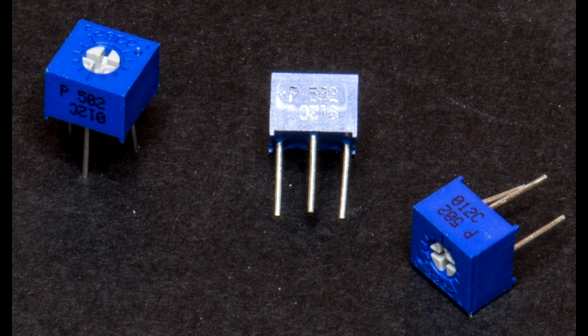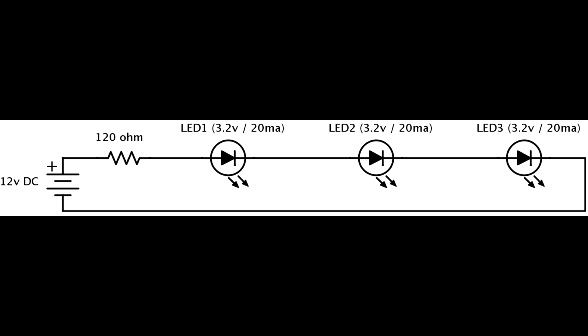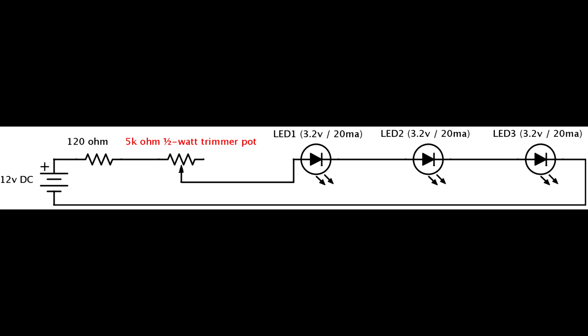Now they have three leads on them, and if you just attach one wire to one of the outside leads and one to the wiper lead in the middle, it'll act as a rheostat. So it'll act like a variable resistor and allow us to trim down some of the voltage. Here's a schematic of my original circuit. And then the updated schematic with the trimmer pot in place.